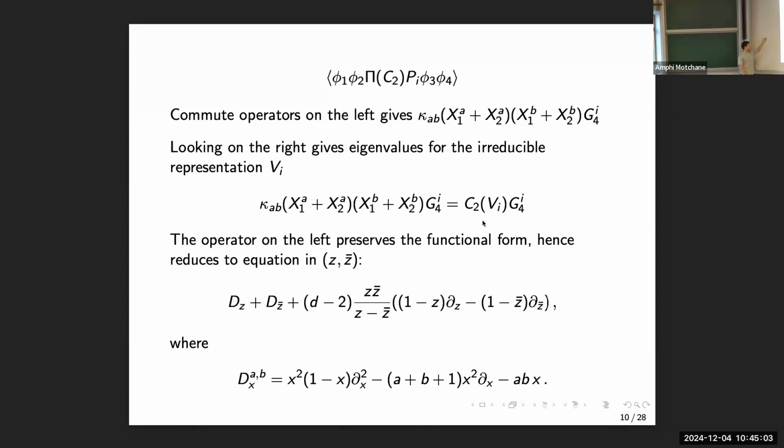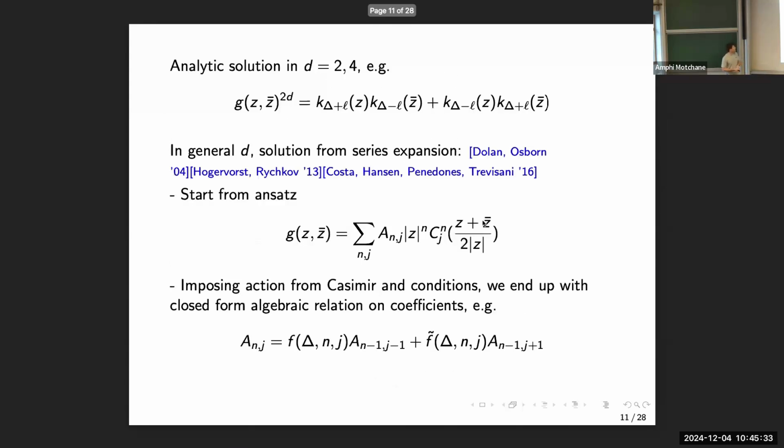So this means that you can reduce the differential equation to one in just 2 variables, the conformal invariants z and z bar. And so you will end up with the operator on the left being something like this, where this D is just some hypergeometric differential equation. And so you see that it's much better, because starting from a 4 times d dimensional differential equation to just a differential equation in two variables, the story is much better, and maybe it's manageable. And in fact, it is.